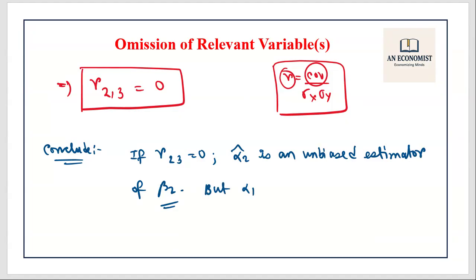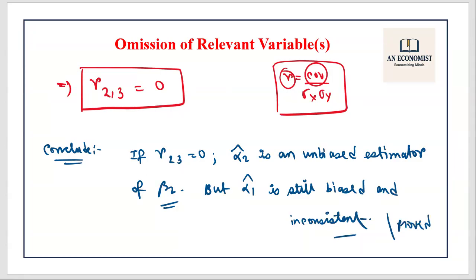but alpha 1 cap is still biased and inconsistent. Right? It's still biased and inconsistent, and this is how you have to prove this entire thing. R23 equal to 0 means x2 and x3 are uncorrelated. Basically, when these two explanatory variables x2 and x3 are uncorrelated, alpha 2 cap is an unbiased estimator of beta 2, but alpha 1 cap is always, in any situation, biased and inconsistent.